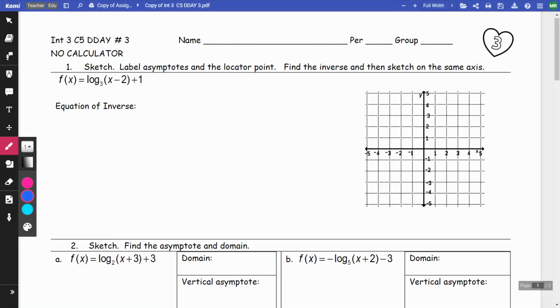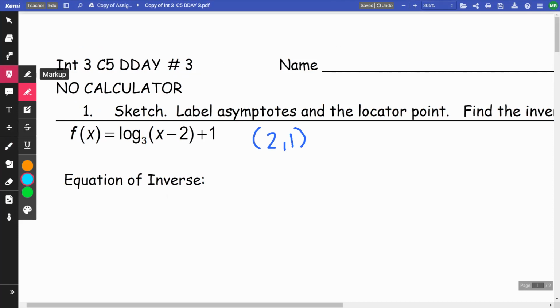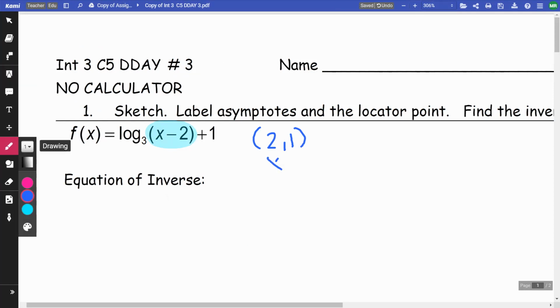This video is Integrated 3, Chapter 5, D-Day number 3. On this, they're asking us to graph this. And there is a critical point here, locator point 2, 1. What we want to look at is whatever makes this 0, we cannot take log of 0, so that will be an asymptote. So that is going to be at x equal 2.